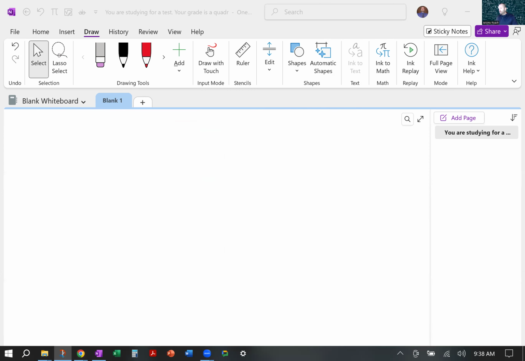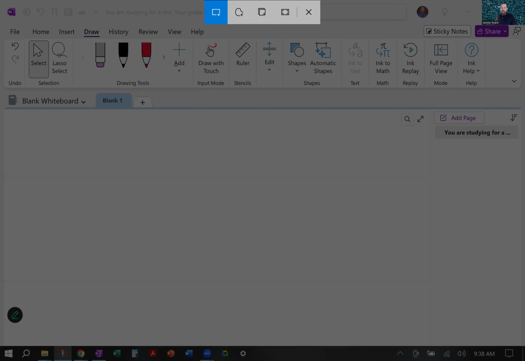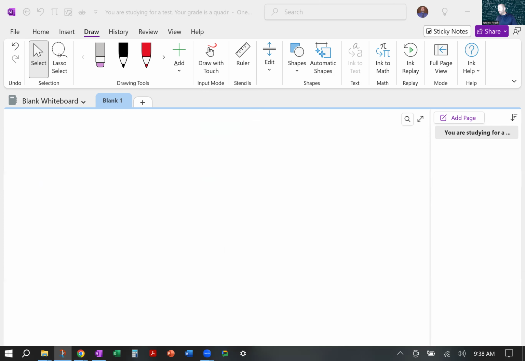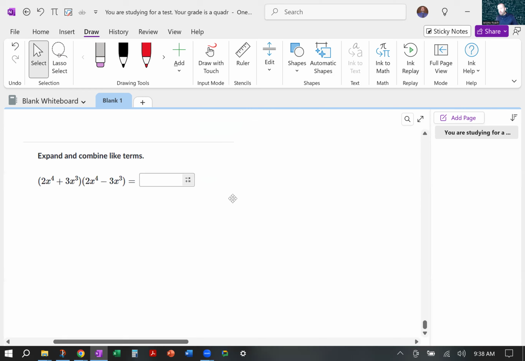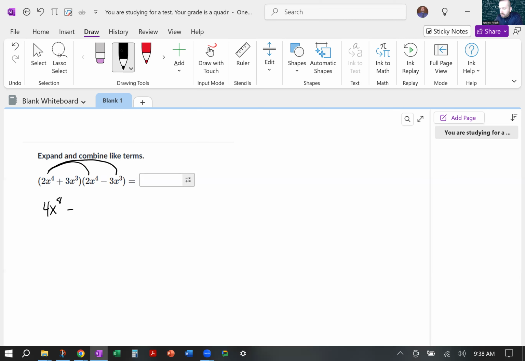So this one, we're now going to be multiplying 2 binomials to find our answer. And it's a similar structure, and you probably learned this in earlier grades. We're going to use the FOIL method, or the distributive property. So we're going to multiply these first two first. So 2x to the fourth times 2x to the fourth is going to be 4x to the 8. 2x to the fourth times negative 3x cubed is negative 6x to the power of 7. So those are our first two.